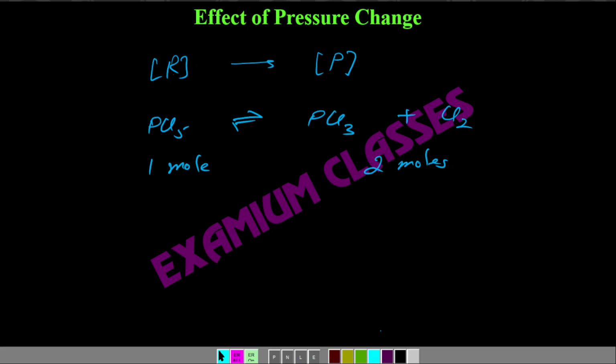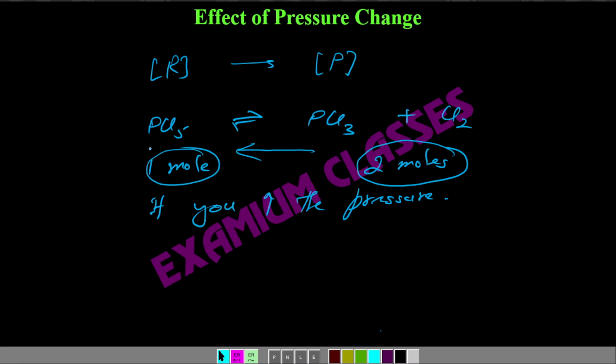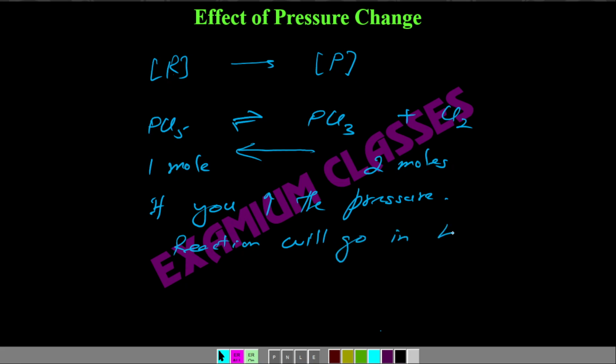Then in that case, if you increase the pressure, the system will try to go in that direction where it can reduce the pressure. It means if it goes in the backward direction, 2 moles will be converted to 1 mole. It will reduce the pressure. So in this case, for this example, the reaction will go in the backward direction, or you can say the reverse direction.